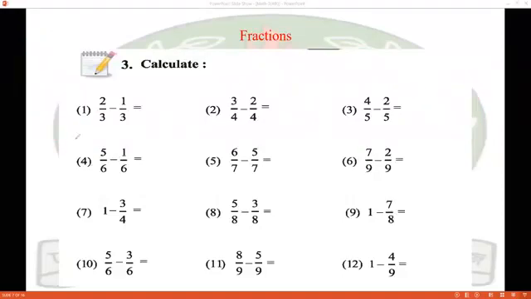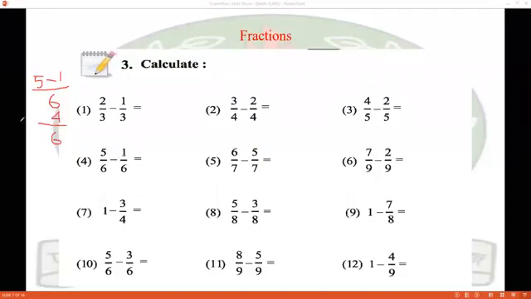Number 4. We see that the common denominator in the result will be 6. So 6 divided by 6, 1. So 5 into 1, that means 5. Minus 6 divided by 6, that means 1. 1 multiplication 1, that means 1. So we get 6 by 4.